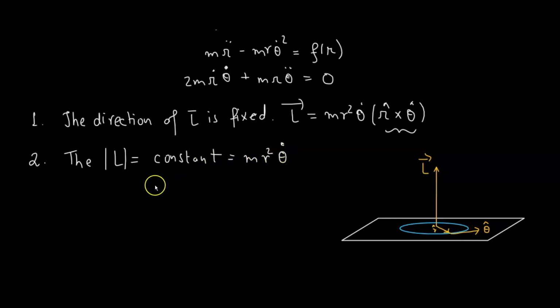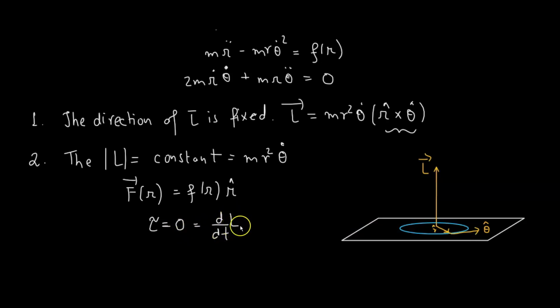Now, this was obtained by using the fact that since we have a central force, the central force expression is given by F of r vector equals f of r times r cap, which clearly states that this particular force is along the radial direction only. If there is a force only along the radial direction, that would mean that the torque on the particle is 0. And we also know the torque is given by the rate of change of angular momentum L. So whenever the rate of change of angular momentum is 0, that quickly tells us that the angular momentum must be a constant, and the value of this constant is given by m r squared theta dot.